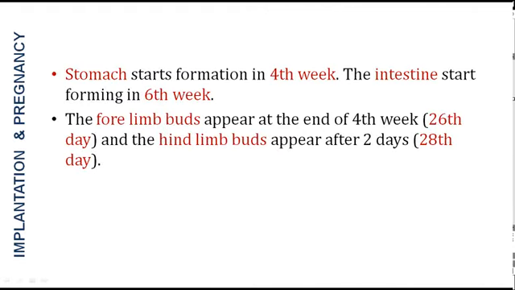Now formation of the stomach starts in the 4th week and the intestine in the 6th week. The buds of the forelimbs appear on the 26th day and hind limb buds on the 28th day.